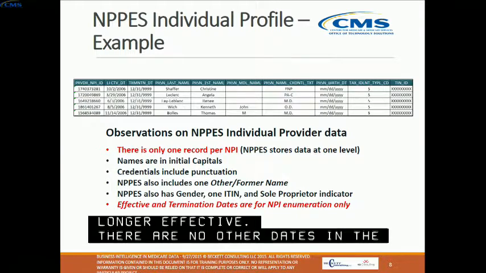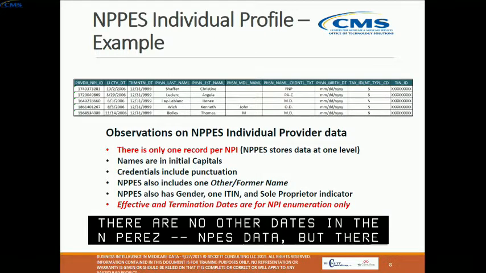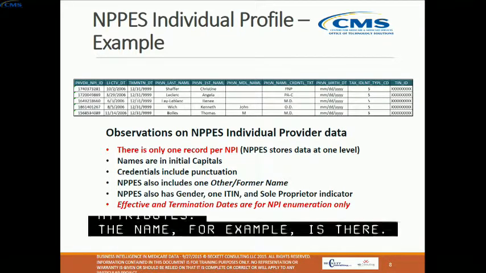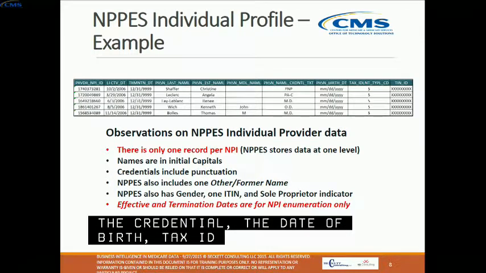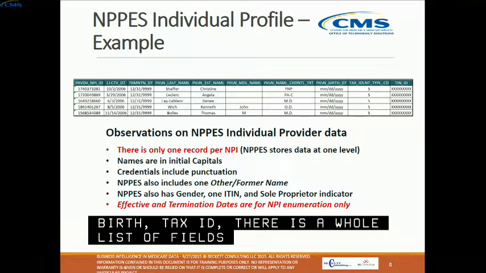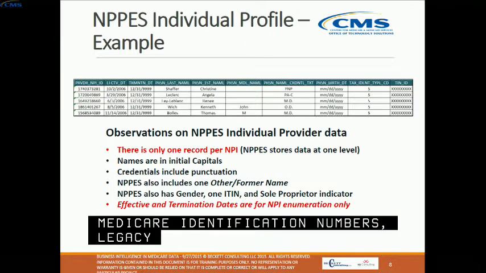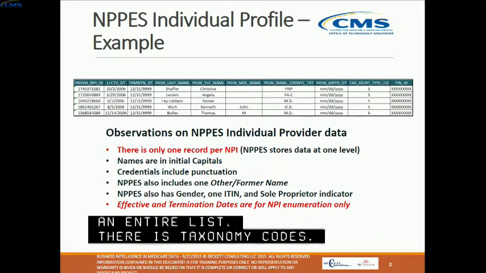But there's a whole lot of other attributes associated with the provider in NPES. The name, for example, is there. The credential, the date of birth, the tax ID. There's a whole list of fields available for Medicare identification numbers, legacy numbers, PTANs, Oscar numbers, an entire list. There's taxonomy codes. None of those have an effective date associated with them.